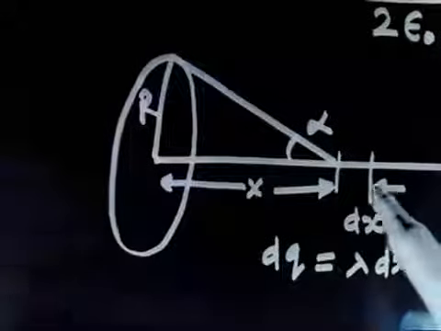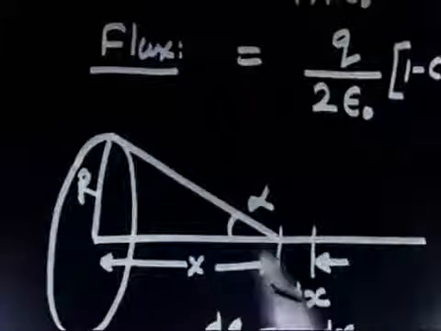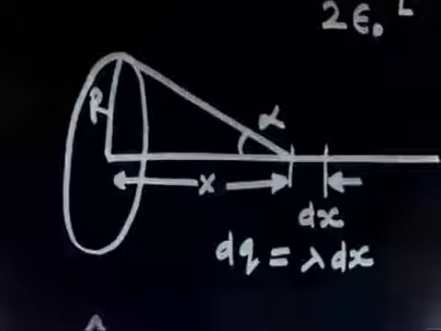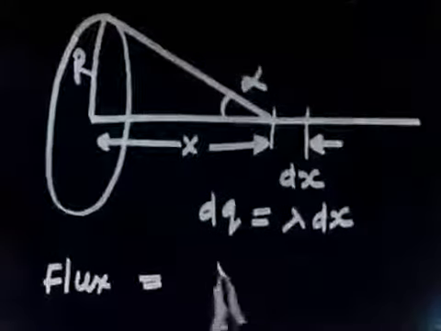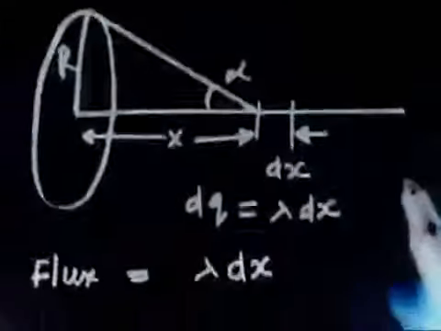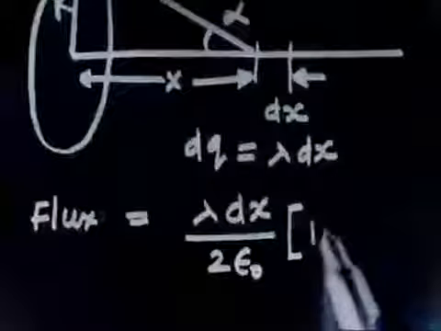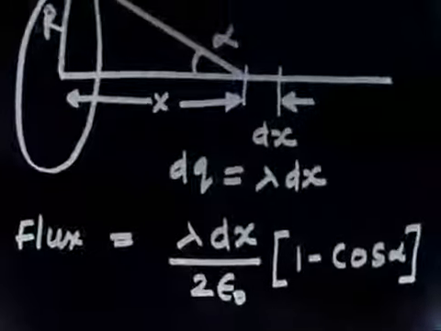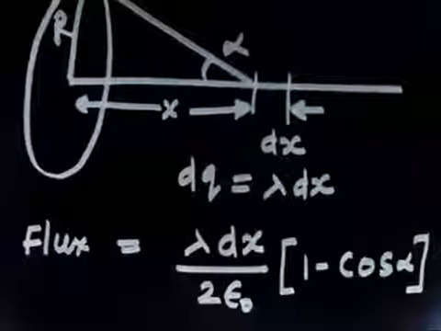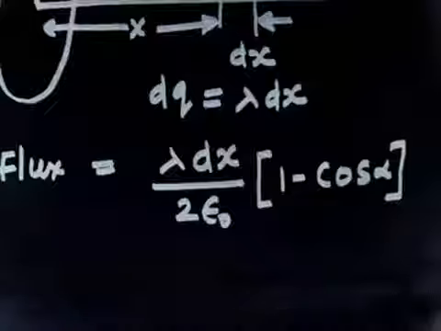Now due to this point charge, the flux will be the same, that is q by 2 epsilon naught into 1 minus cos alpha, where alpha is the angle. So let us say a small flux d phi will be due to the charge dq, and dq is nothing but lambda into dx, by 2 epsilon naught, and 1 minus cos alpha. Now I have to do integration. Are you getting? So let us copy this one first. Okay, let us do this integration and finally we put the limits.